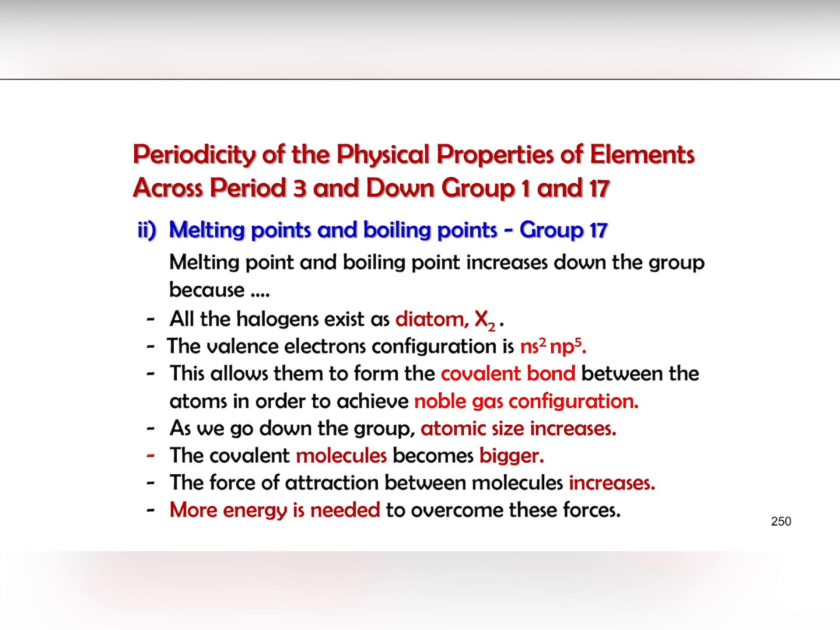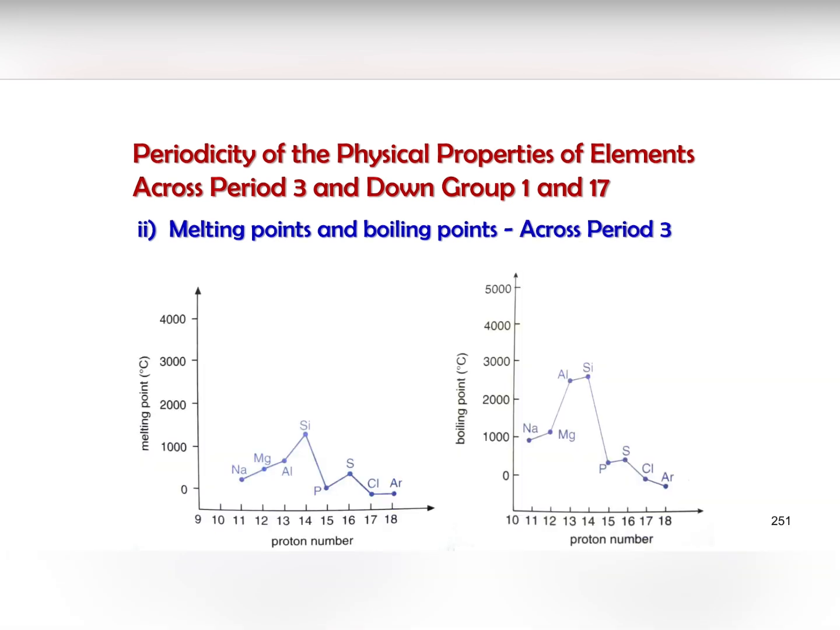Okay, this is different from the previous one. Now let's have a look at the trend of melting point and also boiling point for elements across period 3. Earlier we compared group 1 and also group 17. Now we want to look across period 3. Across period 3 we have the elements sodium, magnesium, aluminium, silicon, phosphorus, sulfur, chlorine and also argon.